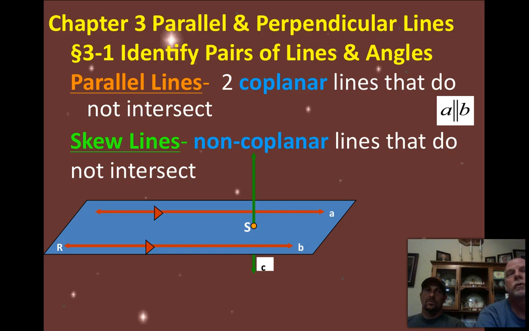We can look around the room and see lots of skew lines. So tomorrow we'll talk about skew lines in the classroom and look at ones that just never intersect each other, but they would never lie on the same wall either. So make sure you understand what skew lines are.